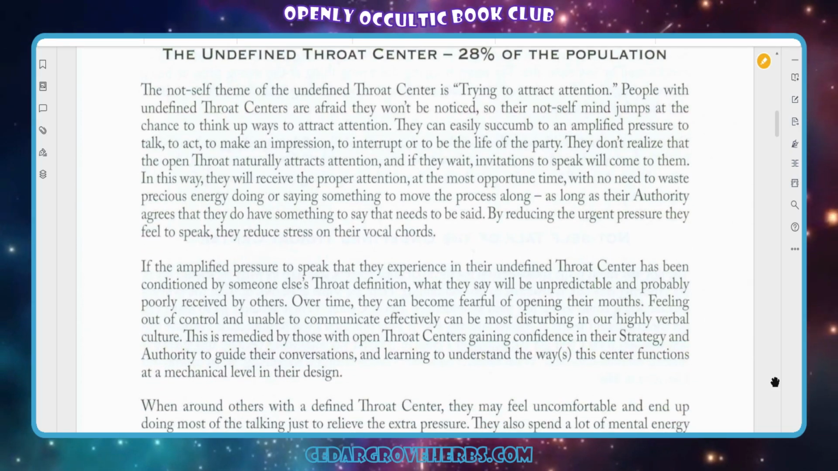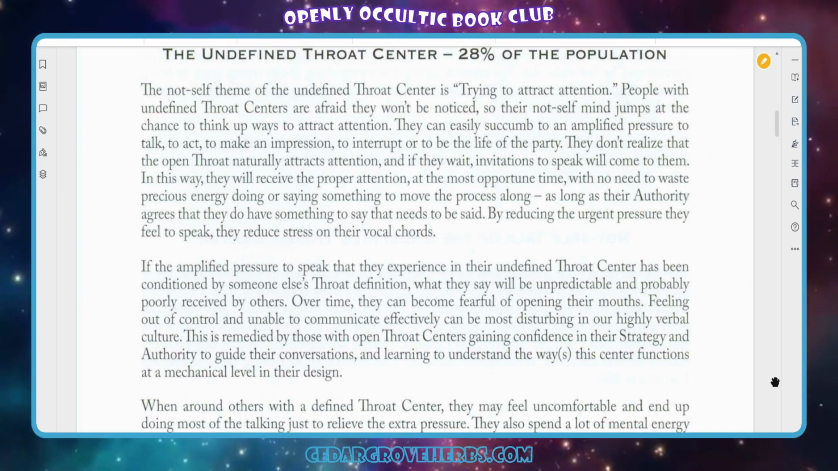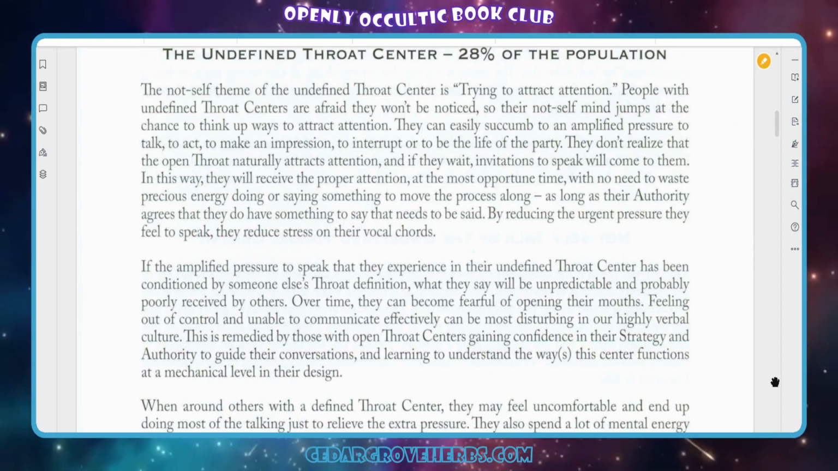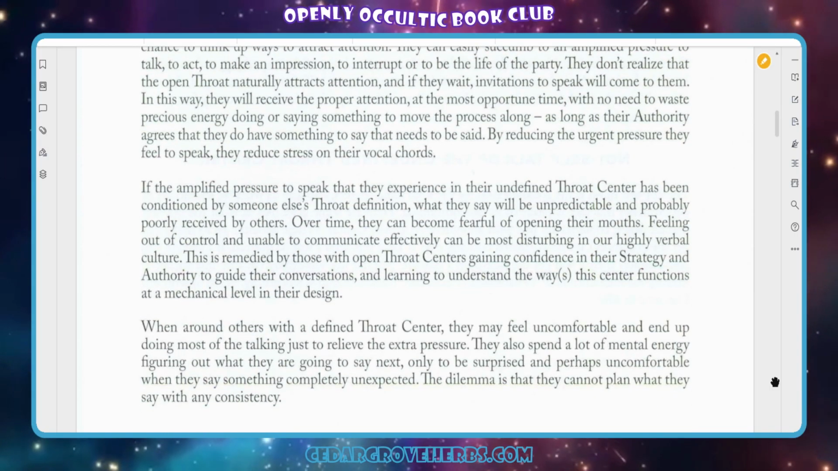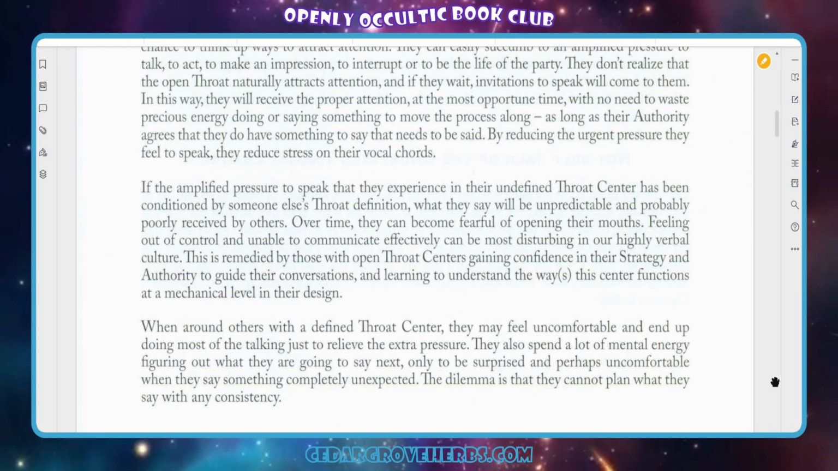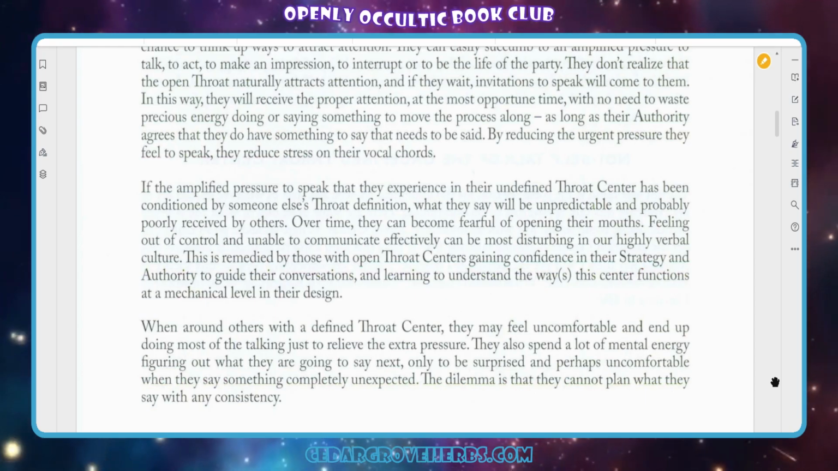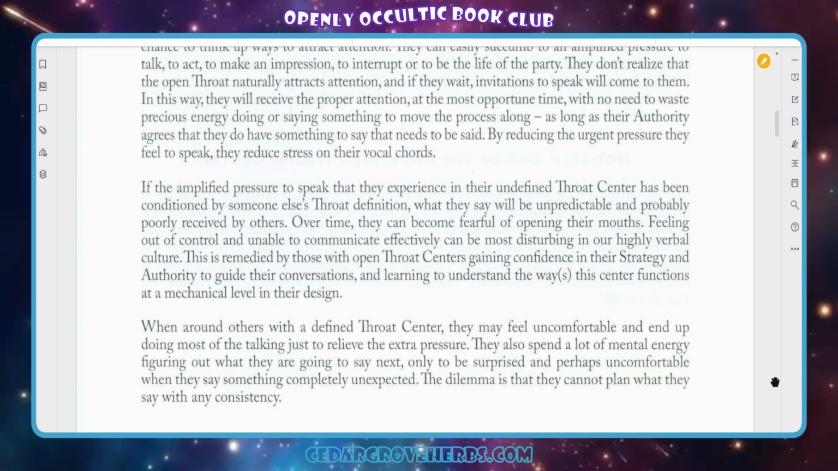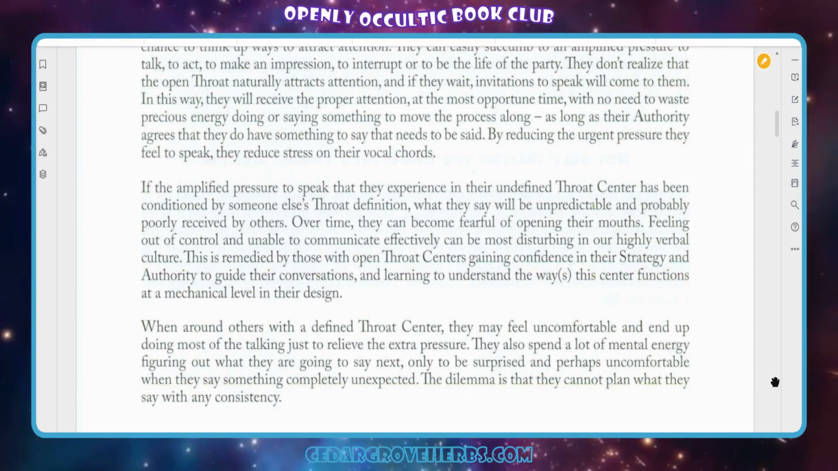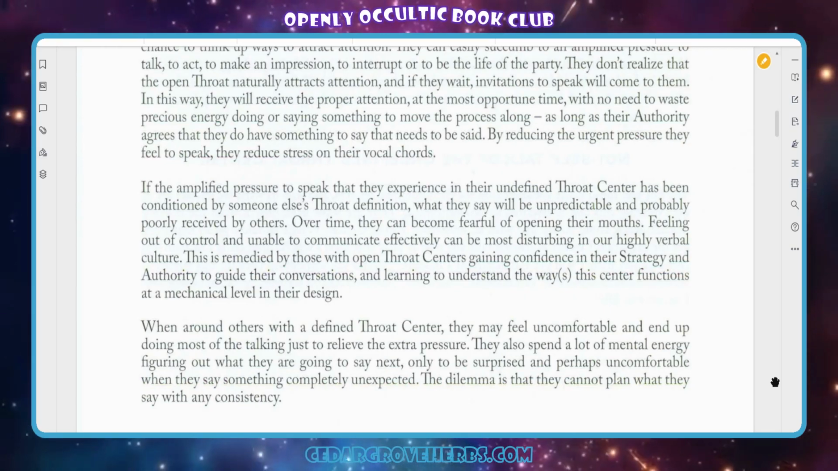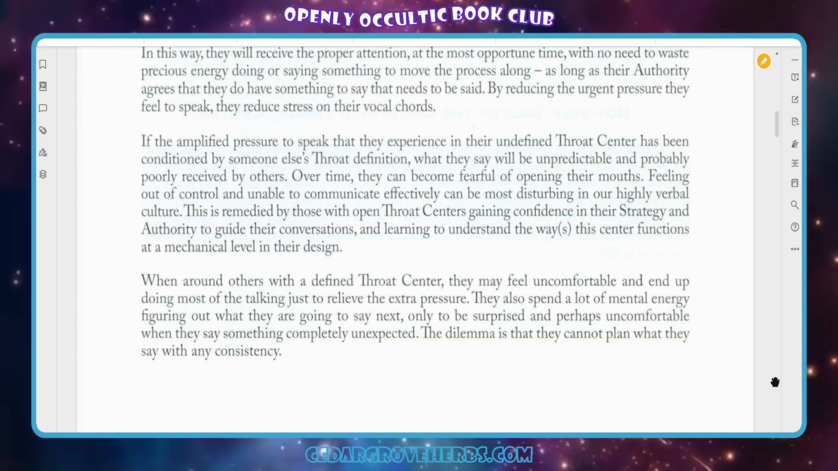If the amplified pressure to speak that they experience in their undefined throat center has been conditioned by someone else's throat definition, what they say will be unpredictable and probably poorly received by others. Over time, they can become fearful of opening their mouths. Feeling out of control and unable to communicate effectively can be most disturbing in our highly verbal culture. This is remedied by those with open throat centers gaining confidence in their strategy and authority to guide their conversations and learning to understand the ways that this center functions at a mechanical level in their design.